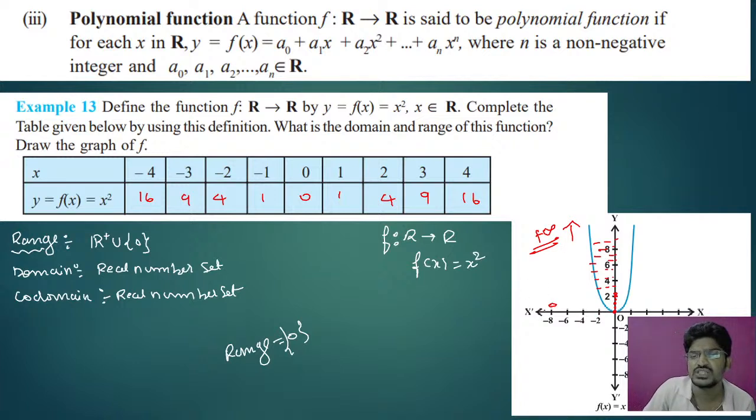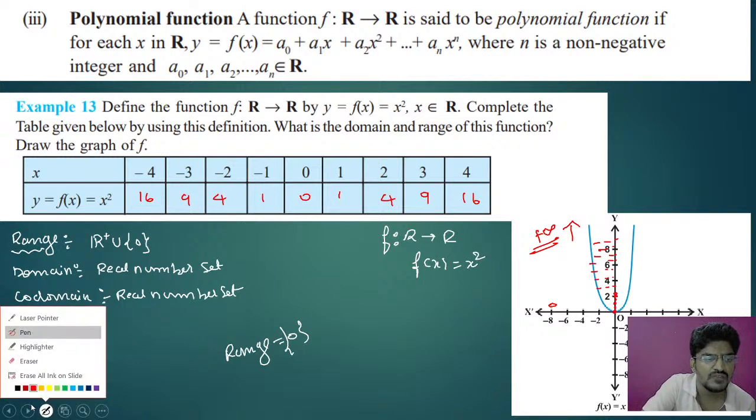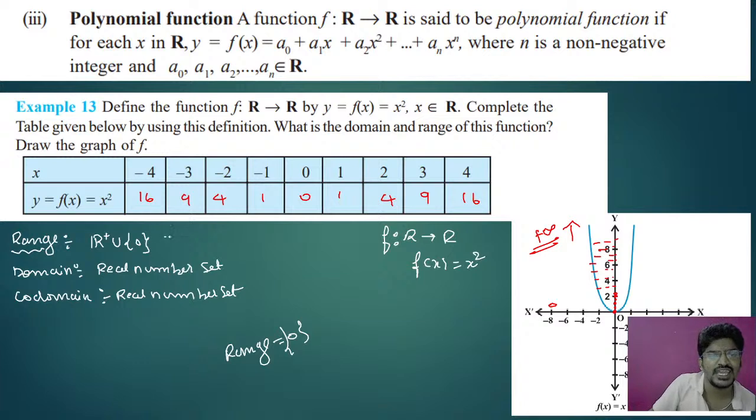And it starts with 0. So you can write it as closed at 0, open at positive infinity. So this will be your range. So please remember, closed at 0, open at infinity. You can see in the diagram, you can see in the graph, it is starting from 0 and it is going towards positive infinity.